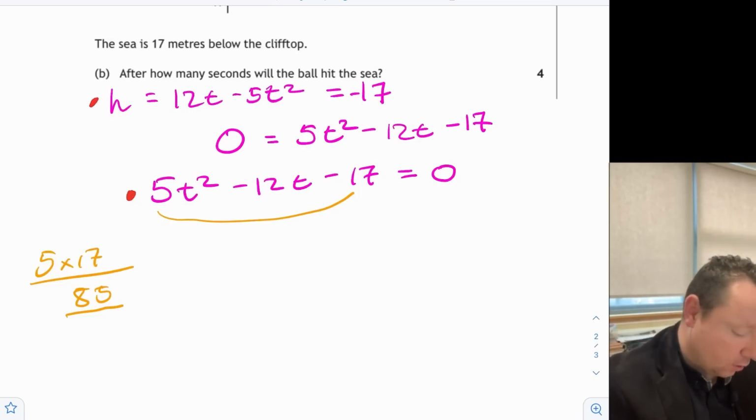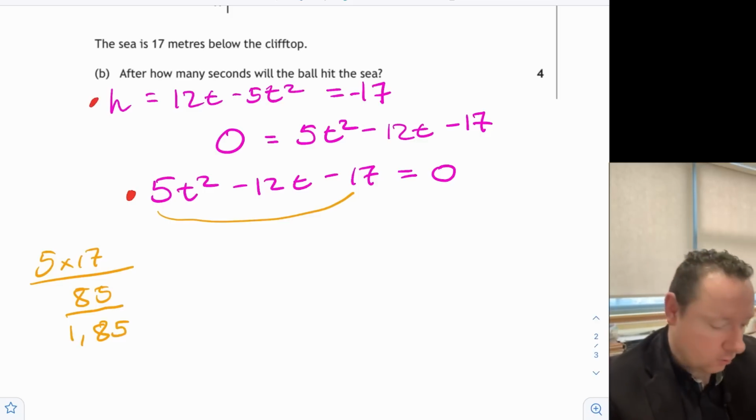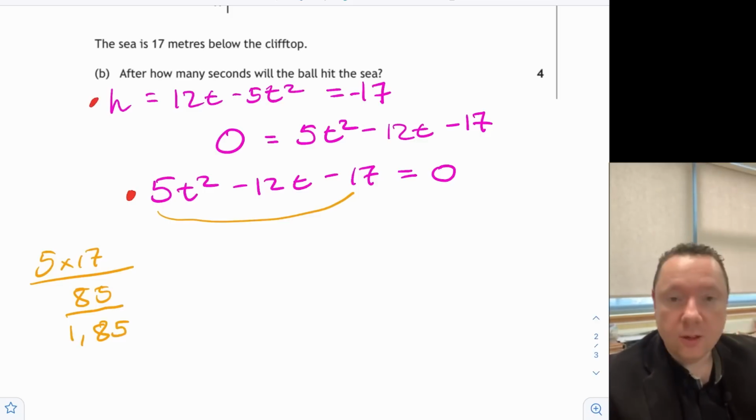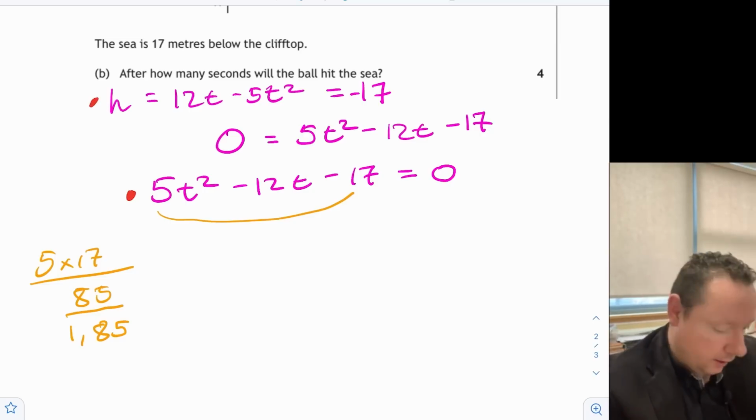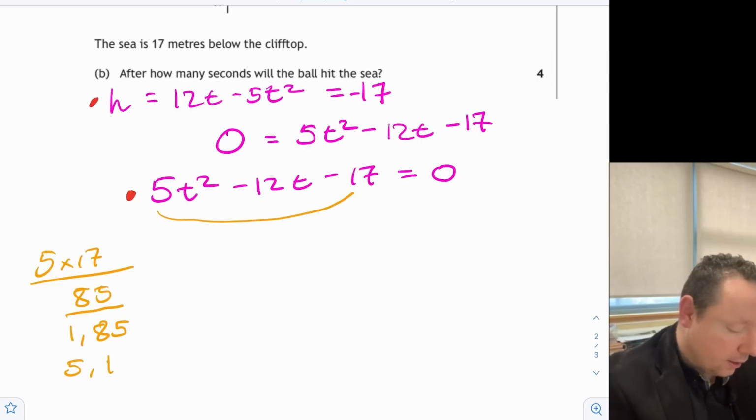So let me start listing them in order. I've got 1 and 85. Well, they don't add or take away to make 12, the middle number. 2 clearly doesn't go into it. 3 doesn't go into it. 4 doesn't go into it. The next one it goes into is 5, because it ends in 5. 5 into 85 goes 17, 5 7s is 35.